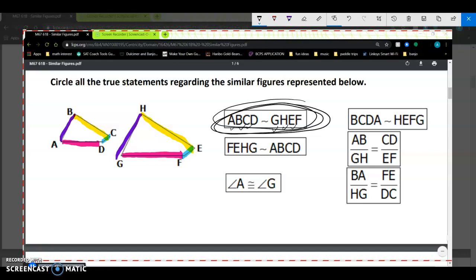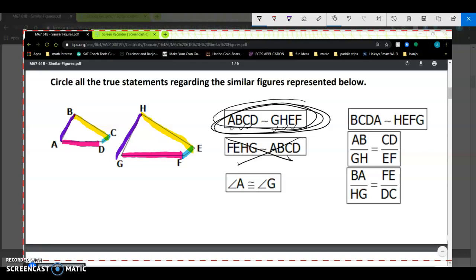Let's try the one below it. Does F correspond with A? F is between this blue side and this pinkish side. A here is not. A is between this dark blue and the pink. So this is not a true statement. If the letters don't correspond, we cannot write them out that way.